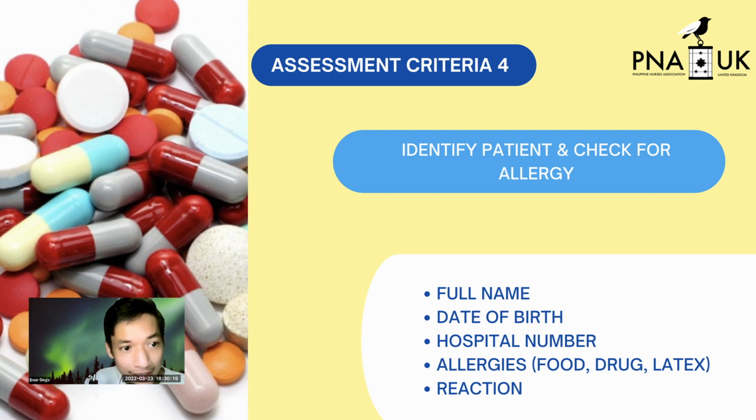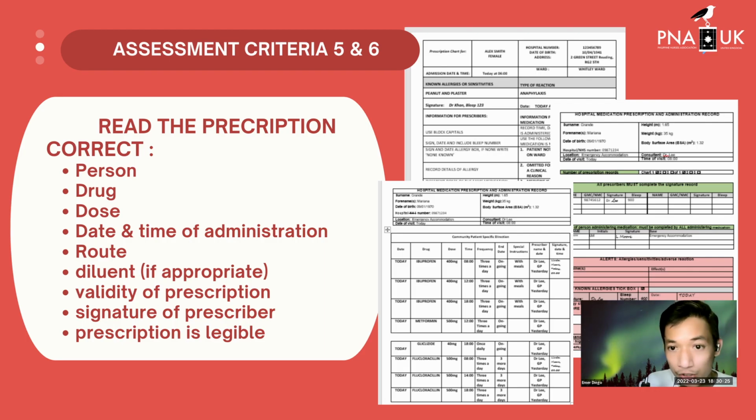The next criteria is you have to read the prescription and ensure that the prescription is with the correct person, drug, dose, date, and time of administration, correct route, diluent if appropriate, the validity of the prescription, the signature of the prescriber, and that the prescription is legible. Those are the important things you have to ensure before you administer any medication. Later I will be showing you 3 prescriptions as an example.